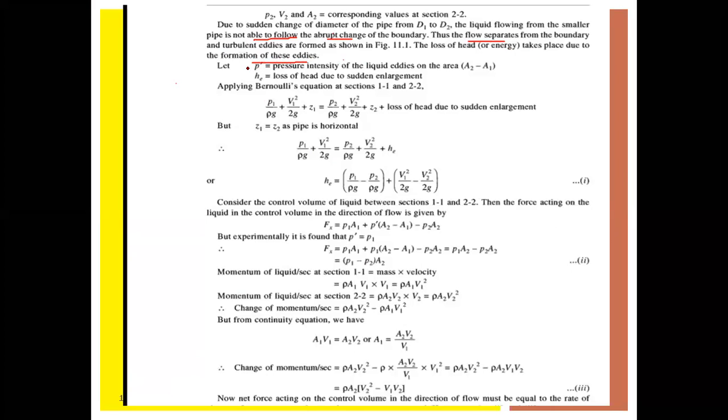Therefore, P dash is equal to the pressure intensity of the liquid eddies between the area A2 minus A1. He is equal to the loss of head due to the sudden enlargement. Therefore, applying Bernoulli's equation, pressure energy plus kinetic energy plus datum energy at section 1 is equal to that at section 2 plus the loss of head in the sudden enlargement.